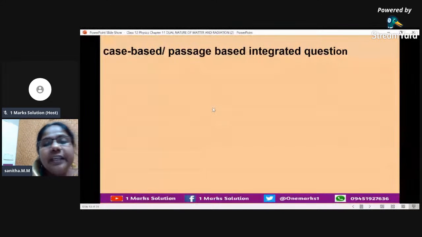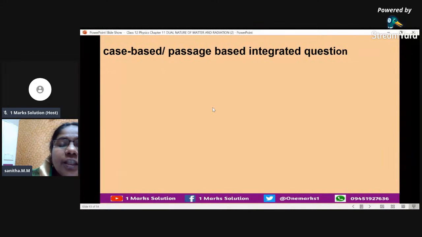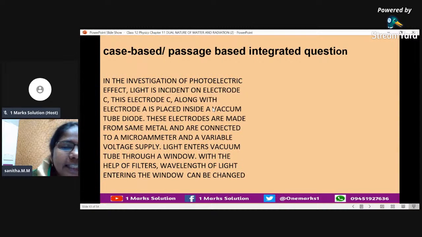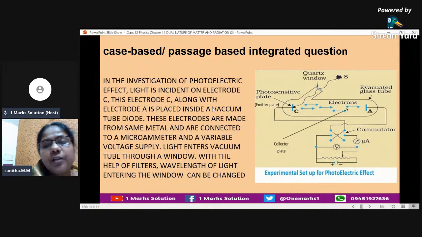That is a case-based, passage-based integrated question. That is the new type of question introduced by the CBSE. This year also we can have this type of question. In the sample questions also you can see that this type of question is there. One such question I have taken for dual nature of radiation and matter. We will see that. And this diagram also you are familiar with.